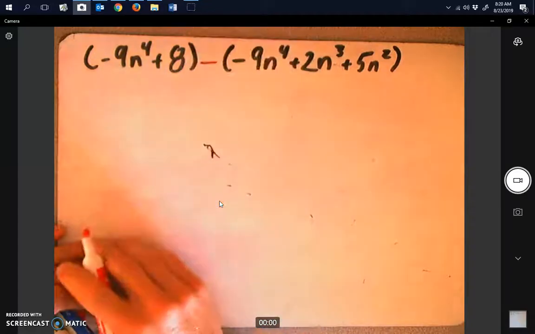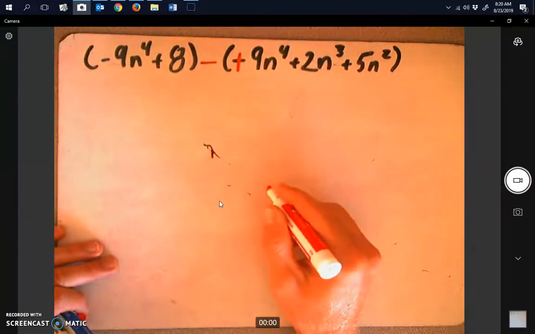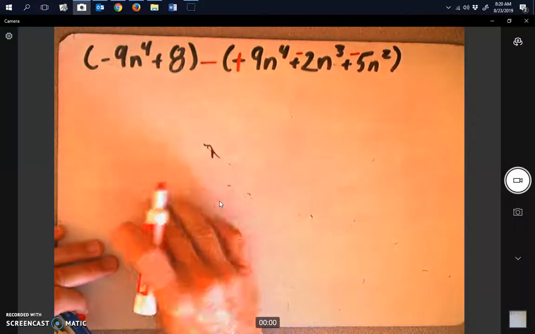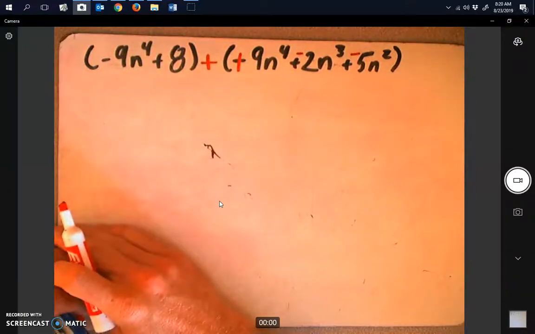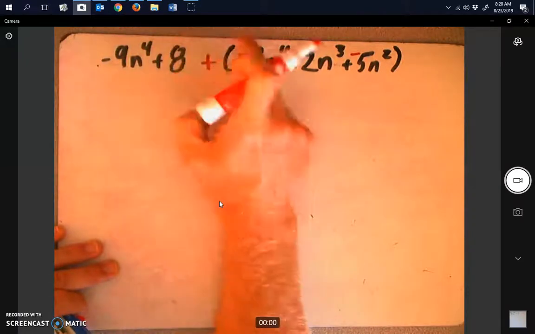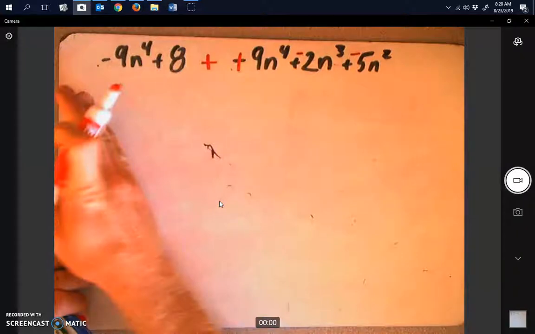Because it's subtraction, we need to change all of these signs. So this one will become positive, this one will become negative, also negative, and then this turns positive. So everything changes signs all the way down. And then once you're there, now we can erase our parentheses. And we just proceed normally.